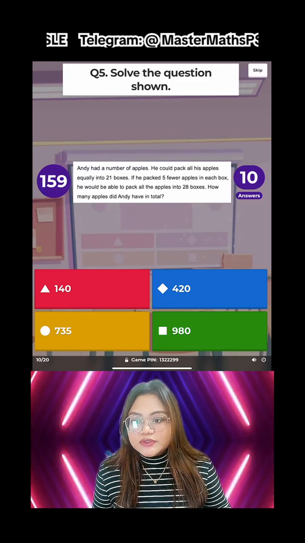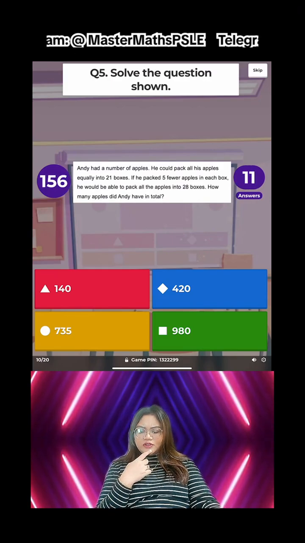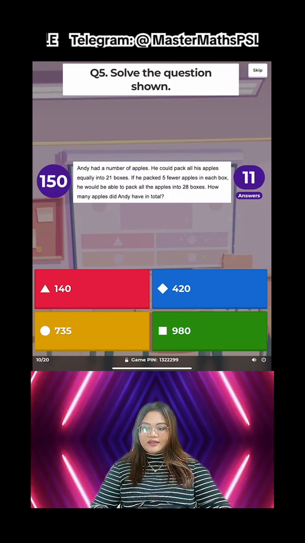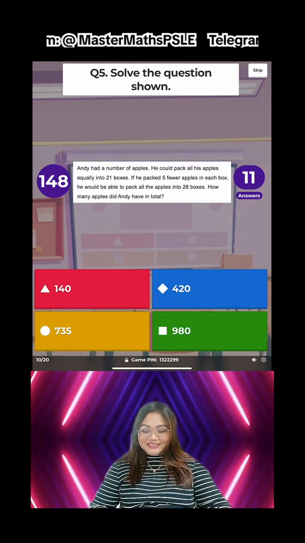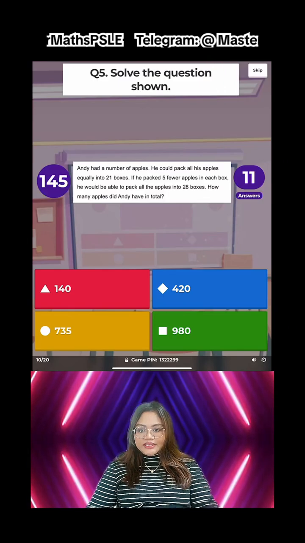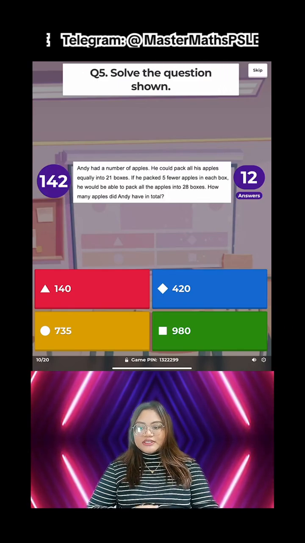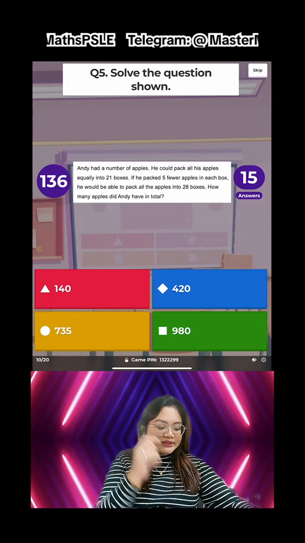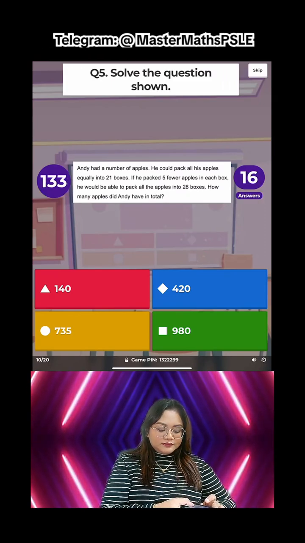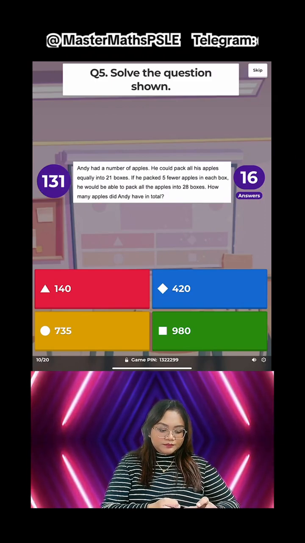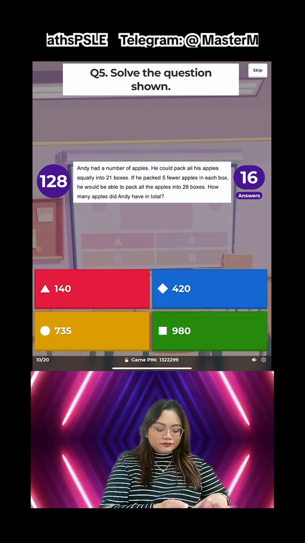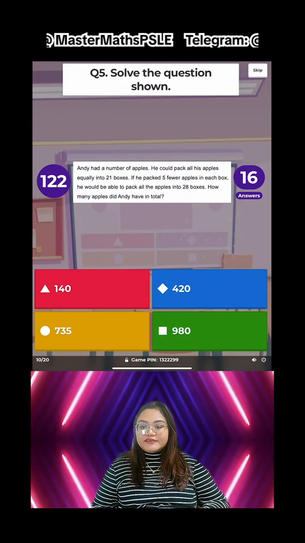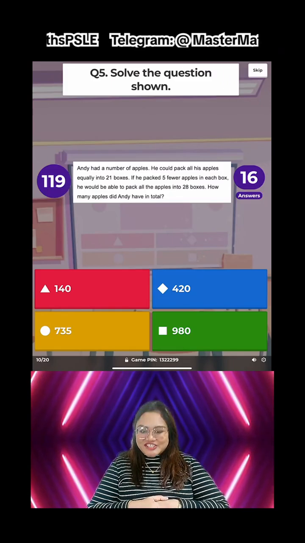So how do we solve this? Is this still a factors question or multiples question? What do you think? Okay, we got somebody saying that the answer is 140. Is it 140? We have about 2 minutes left. This is not a differentiation question.